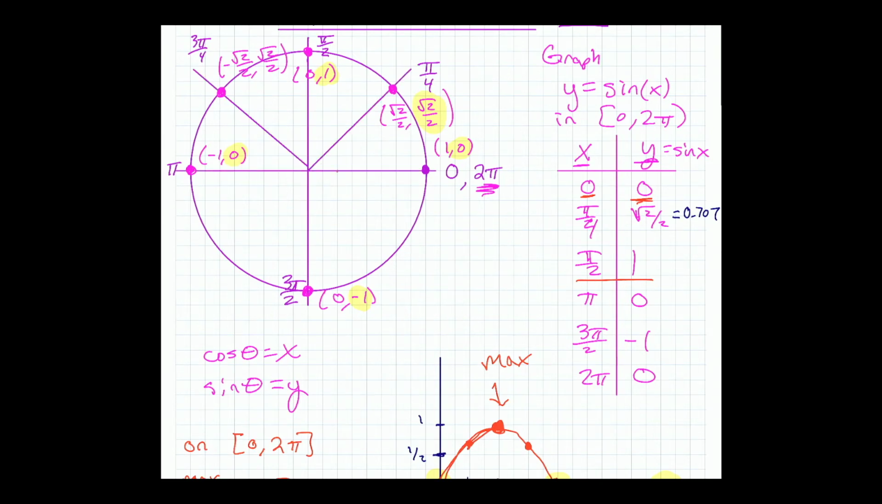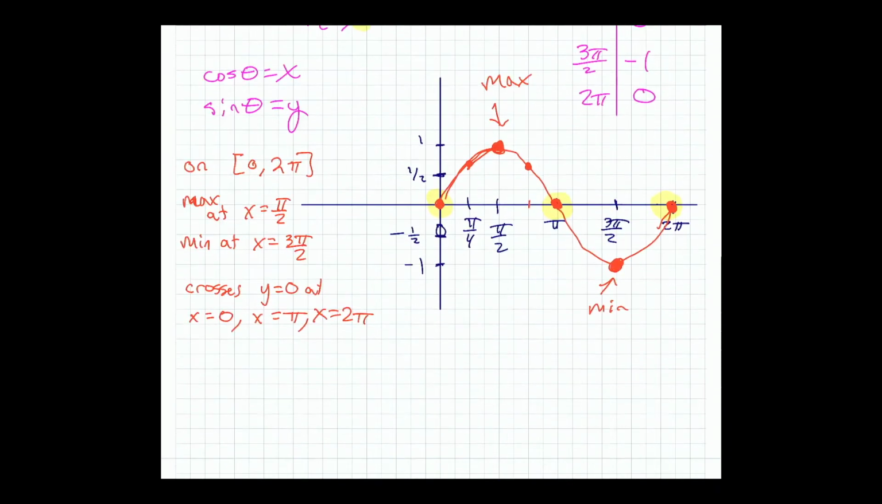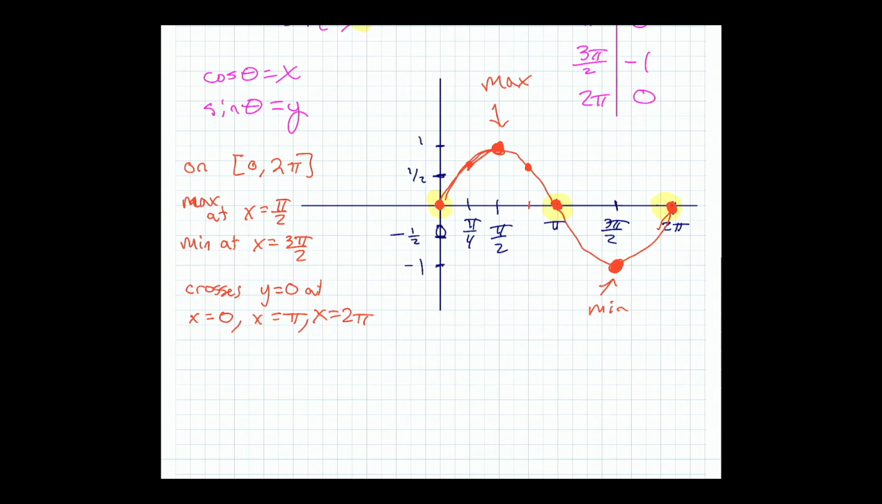If you go one full revolution around the circle, you're back to where you start. So you're going to get the same values again. Why does it do that? You get the same values the next time around the circle, and then you get the same values the next time around. Every single time around the circle, you just keep going through the same points. And so this graph between 0 and 2 pi is just going to repeat itself forever.